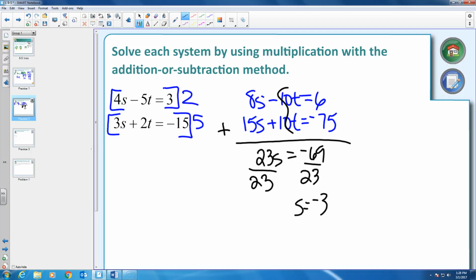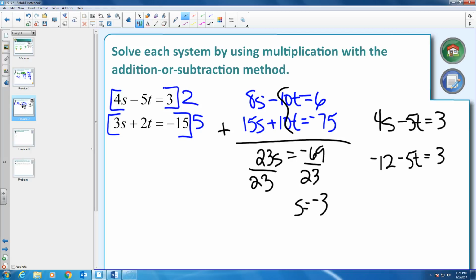We found S. How do we find T? Plug it in. Again, it doesn't matter which one. I'm usually going to take the one with the smaller numbers. I'm going to take the top one. So 4S, 4 times negative 3 is negative 12. Minus 5T equals 3.